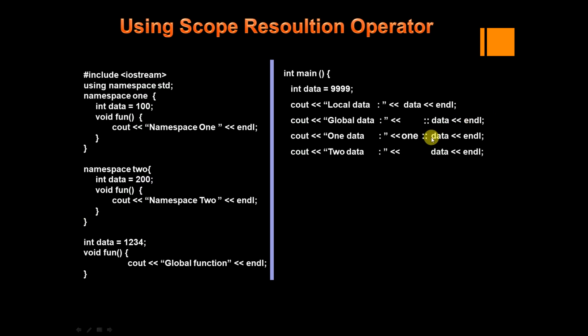Now here I am telling that I have to print the data, but not from the current scope; you have to get the value from namespace 1. Now the value from namespace 1 will be printed here. In the same way, if I want to print the namespace 2 value, then data scope 2. In the same way, if I want to call the function which is present in namespace 1, namespace 2, and also the unnamed namespace.